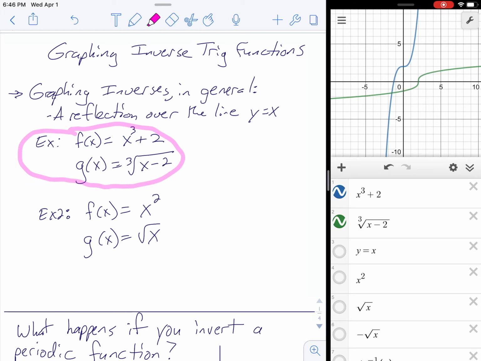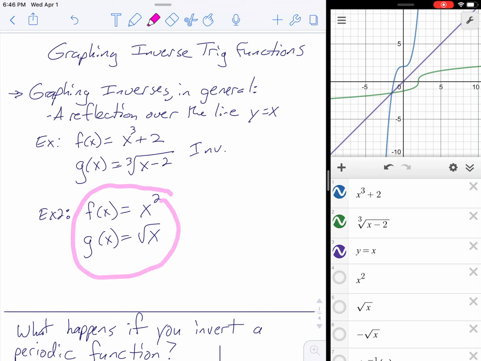And just for reference, if I graph y equals x, you can see that purple line cuts diagonally through there, and that's the line where those two graphs, the blue one and the green one, are reflected. So these two functions are inverses, and you can see the relationship between the two graphs. So that's what normally happens when you graph a function and its inverse. Now I'm going to move on to the next example.